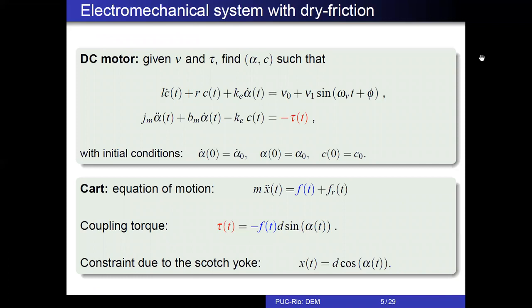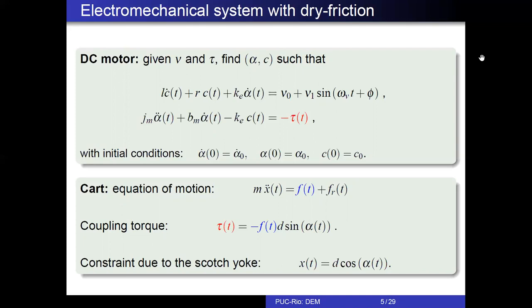The initial value problem that gives the dynamics of the DC motor is given by two coupled differential equations. In one of them, we'll have the derivative of the electrical current, and in the other, the acceleration of the disc. The problem has three initial conditions, two of them mechanical and one electrical. A source voltage V is imposed into the electrical circuit of the motor. This source voltage oscillates around V0 with amplitude V1. It has frequency omega V and phase phi.